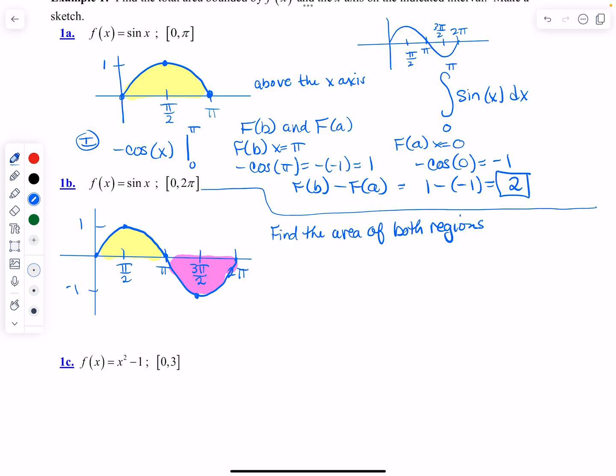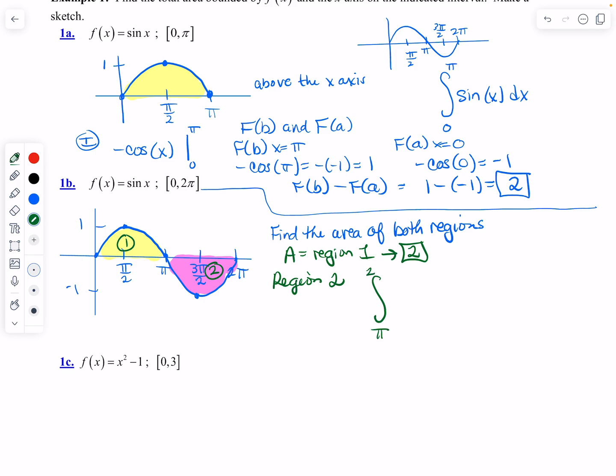Just for clarity, I'm going to call this region number 1, and this is region number 2. The area of region number 1 we just found in part A, it's 2. I'm going to hold that there. But now I'm going to work on region 2. I'm integrating from pi to 2 pi, and because that area is underneath the curve, I'm putting a negative sign out front. And I'm going to integrate sine x.